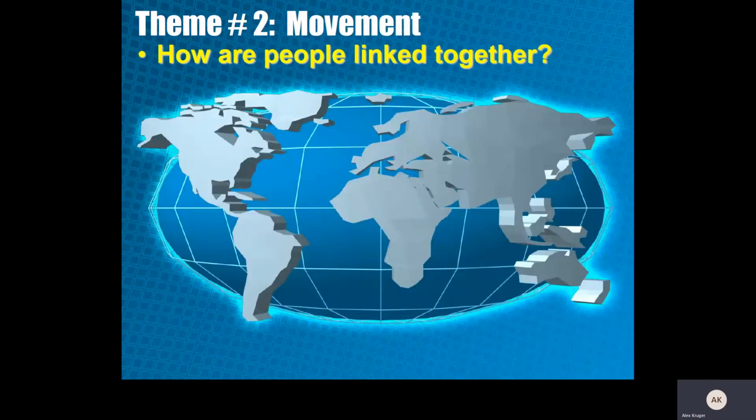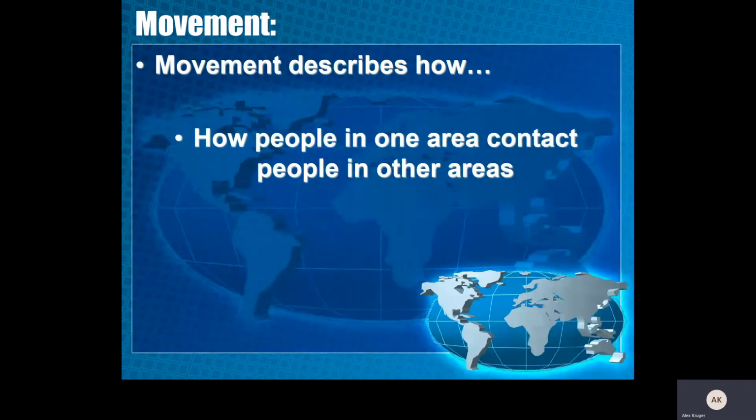Now we're on to movement. The theme of movement is how are people linked together? How do they move together? The link would be the movement. Movement describes how people in one area contact people in other areas.